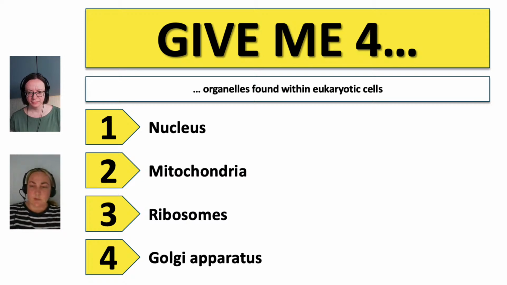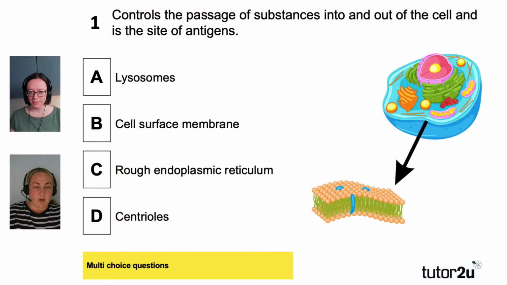So, yeah, Liz, you were definitely right. Nucleus and ribosomes there. And then you could have also said mitochondria and the Golgi apparatus. Okay. Let's have a look at the next one then.